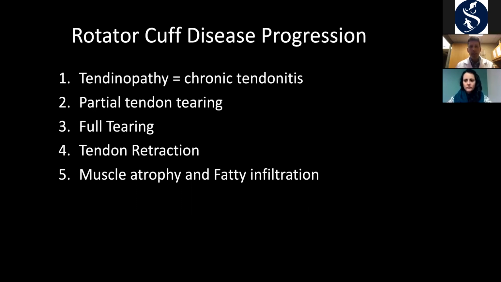So rotator cuff disease, we see it as a spectrum. It starts with tendinopathy or this chronic tendonitis in the shoulder, and then the tendon starts to partially tear away from the bone, and then it results in a full tear. And if a full tear goes untreated or unnoticed, once the tendon tears off its attachment site, it starts to slowly creep, pull away from that attachment site. That's what we call tendon retraction. And that's a worse problem, as we'll discuss.